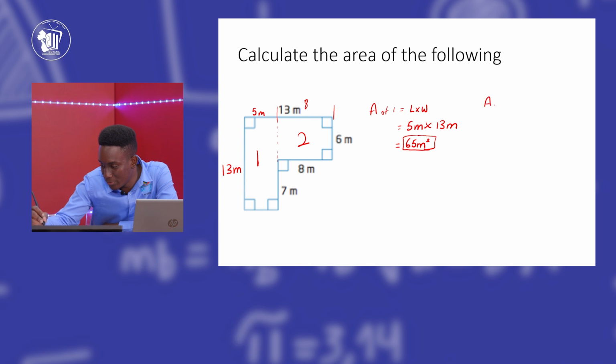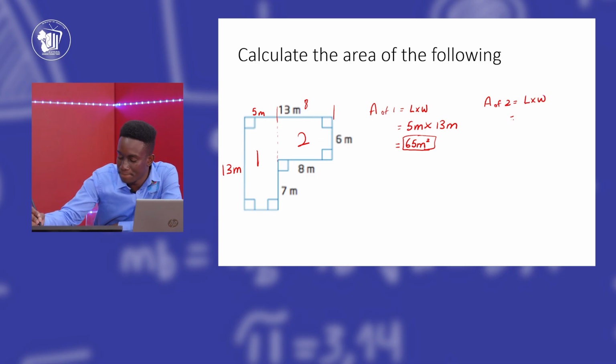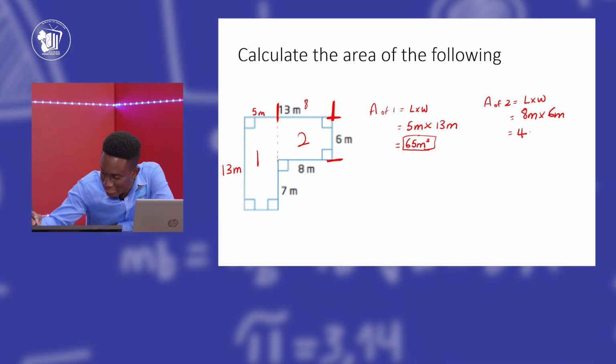Then we find the area of shape 2. So the area of shape 2 is a rectangle as well, so it's the length times width. In this case, the length would be from here to here, because this is the shape that we're looking at. So the length is 8 meters multiplied by the width, which is from here to here. So that'll be 6 meters. So 8 times 6 will give us 48 meters squared. And that would be the area of shape 2.